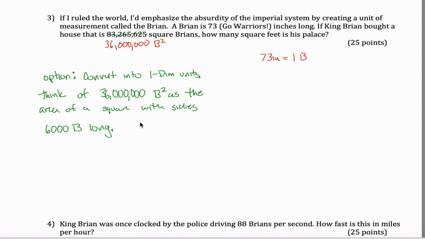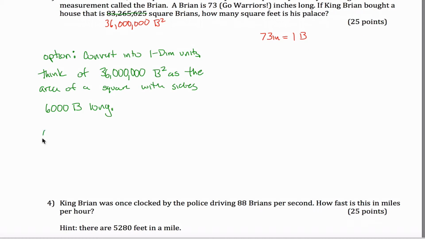So I have this square, and the sides of the square, one-dimensional, we're talking about length now, are 6,000 Bryans. If I could figure out how many feet that was, then I'd know the length in feet of the sides of this square, and I could then square that number to get the area of that square. So I'm taking this 6,000 Bryans, and what I'm trying to do is convert that into feet.